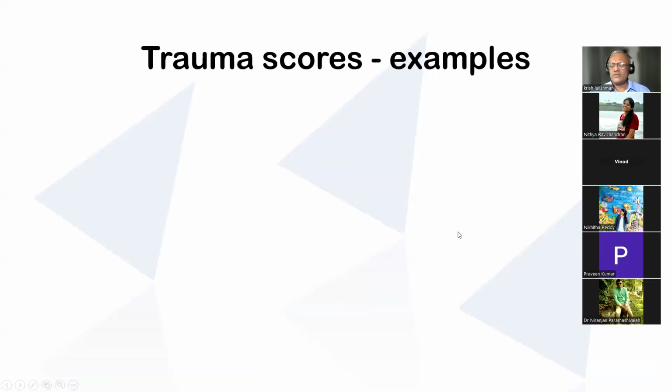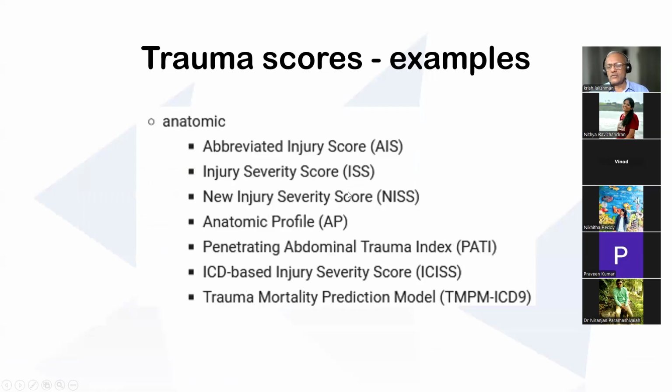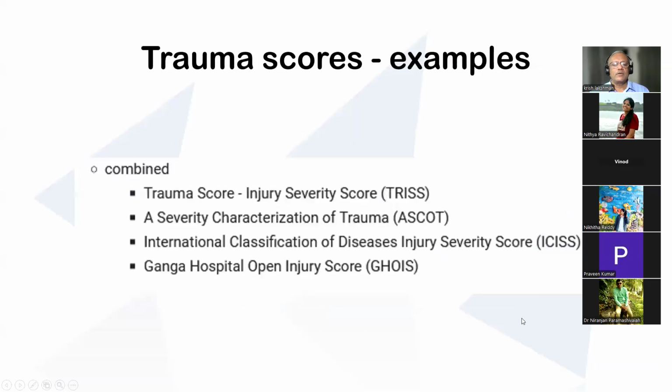And as I said, the examples are mind-boggling. You have 5 or 6 in each category, and there are 3 or 4 categories of classifications. At a physiologic level, for example, you can talk about a revised trauma score, APACHE, SOFA, SIRS score. At an anatomic level, ISS that Nikita mentioned, new injury severity score, anatomic profile, another one for penetrating trauma. And there are combined ones, TRISS, trauma score, injury severity score. You can go on and on. But the point is, there are so many of them that perhaps none of them is right.